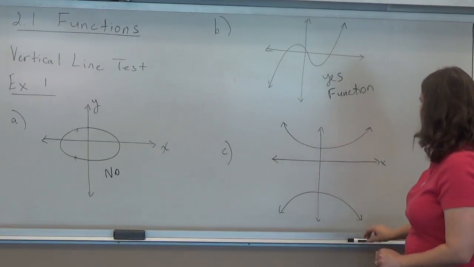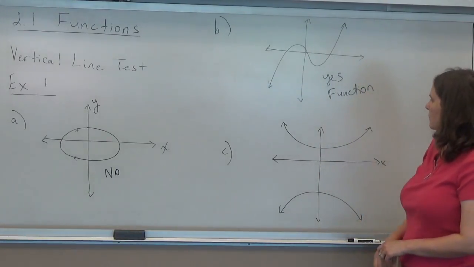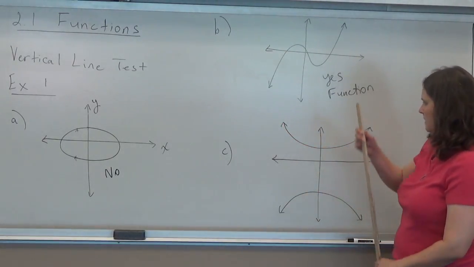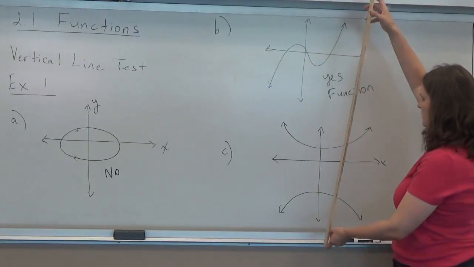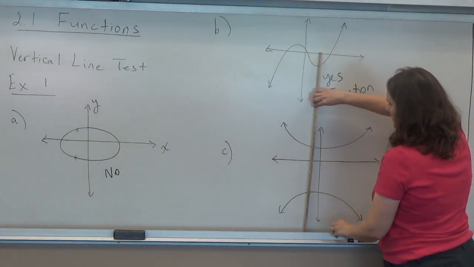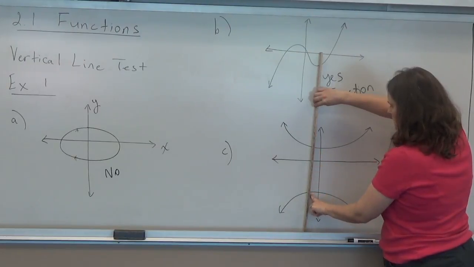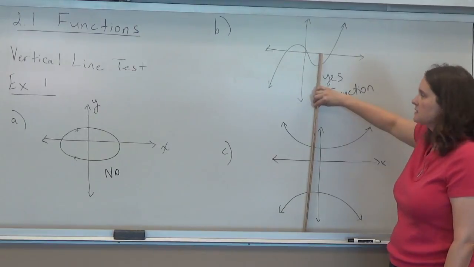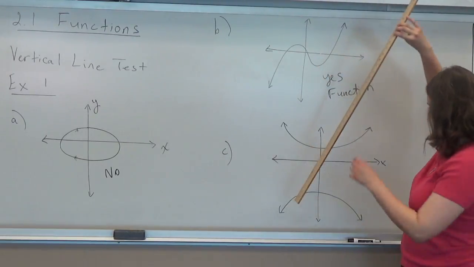And in part C, we've got a piece in the top and a piece in the bottom. Again, we're interested in how many times any random vertical line might touch the graph. Well, if I put it here, it's touching the graph here, and it's touching the graph here. That's more than one place, so this one fails the vertical line test. It is not a function.